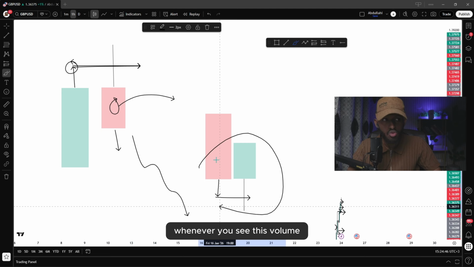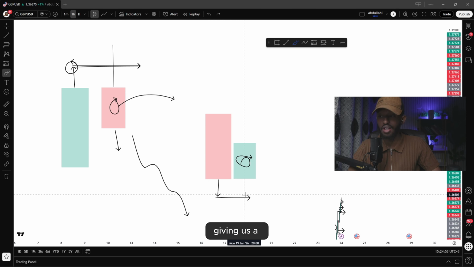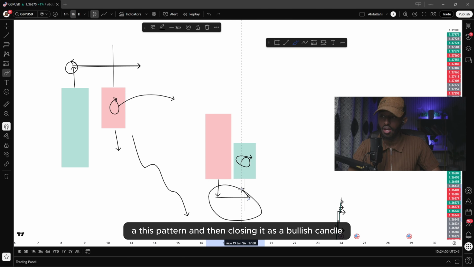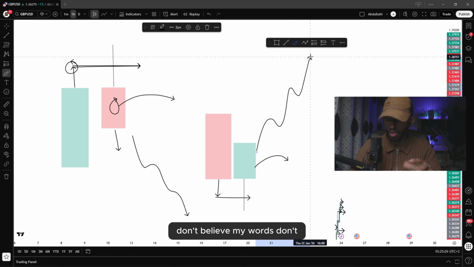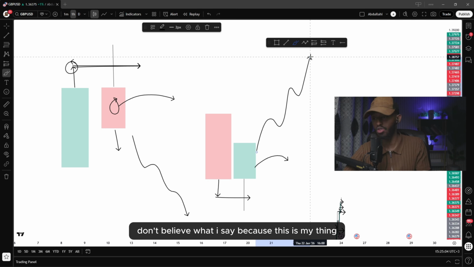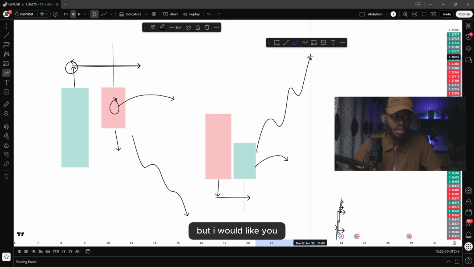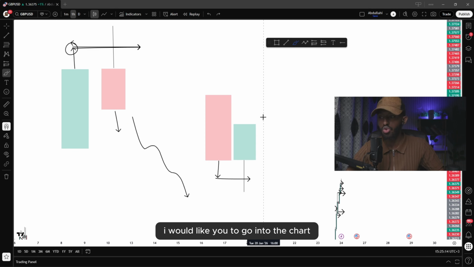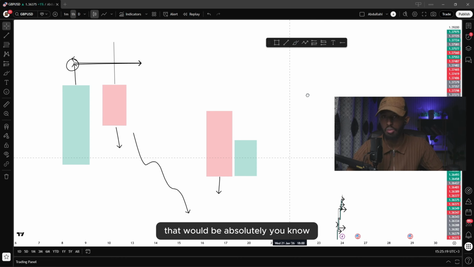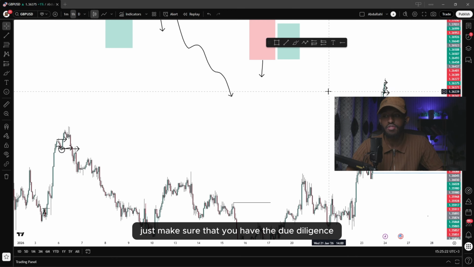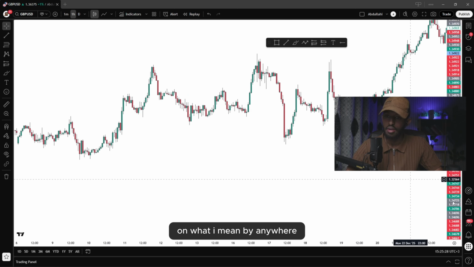And vice versa here. Whenever you see this pattern, a green candle giving us this wick and then closing as a bullish candle, we tend to have more volume. Don't believe my words. Don't believe what I say, because this is my thing, and I may say nice things about it because it's mine. But I would like you to go into the chart and figure it out by yourself, and then come to me with your opinion. Just make sure that you do your due diligence. I'm just going to show you examples of what I mean.